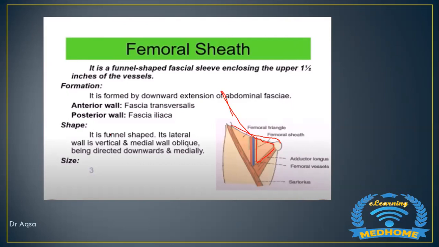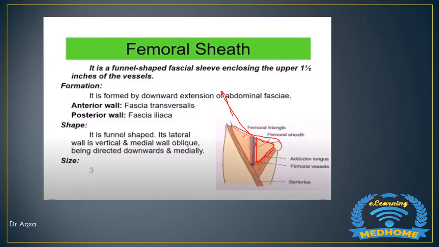Now, what is the shape of this sheath? It is funnel in shape. You can see that it's funnel in shape, and the lateral wall is vertical, while the medial wall is oblique in direction, and both of them meet downwards medially at a point.